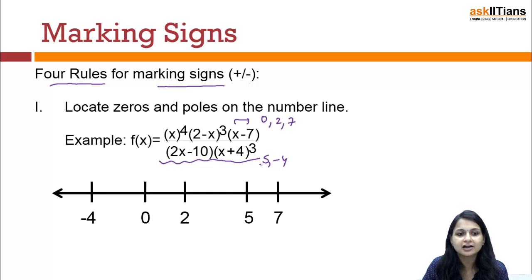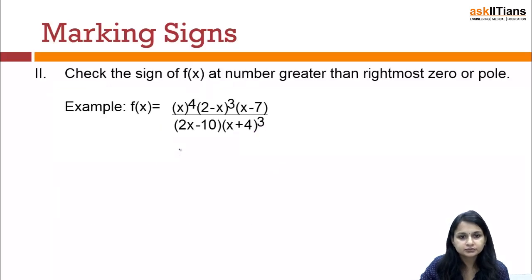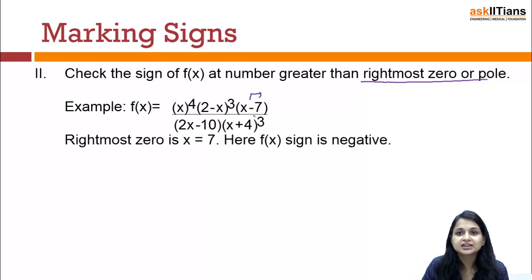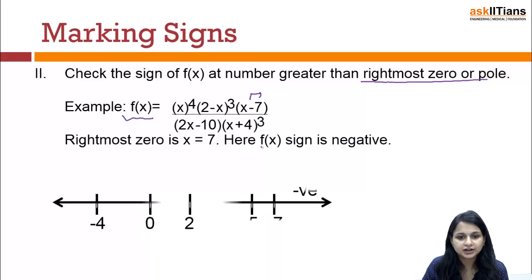So here I have all the zeros and poles on the number line. Now what we will do is take the rightmost zero or pole. Here we can see that the rightmost is the zero, which is 7. Now I will check the sign of the whole f(x) at x greater than 7. Okay, so let's see.